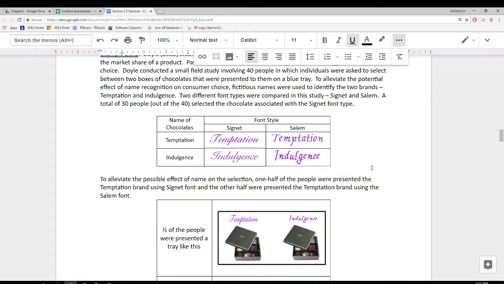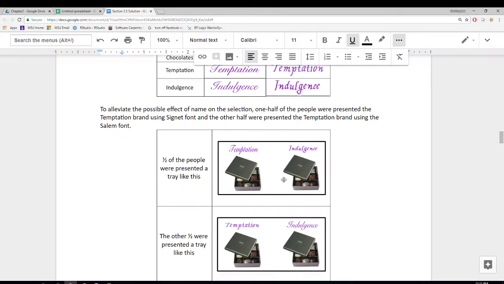Now, the way that they set up this study was that they put two identical boxes of chocolates on a tray, and they needed to name those boxes of chocolates. The two names that they came up with were Temptation and Indulgence. Now, half of the people received a tray in which Temptation was the Signet font and Indulgence was the Salem font.